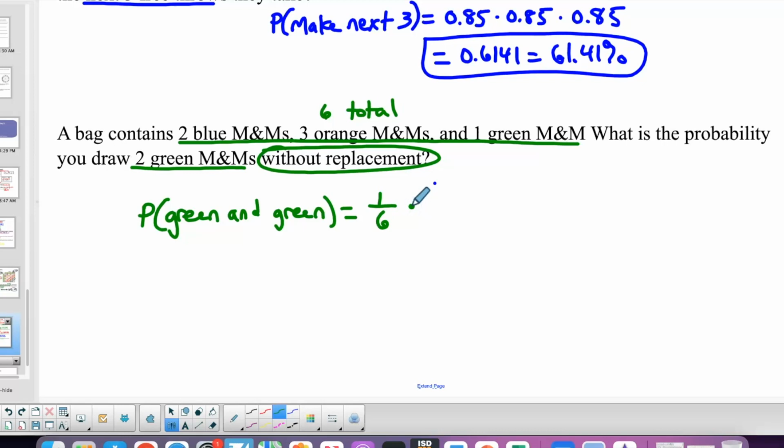But if this one says, like it does, no replacement, that means first off, I only have 5 M&Ms left, but 0 of them are green. If it was a with replacement problem, we could do this. But if we're not putting the M&M back first, well, this is just not going to happen. Anything times 0 is just going to be 0. This can't happen. There's not 2 green M&Ms, so I can't get 2 green M&Ms back to back unless I'm replacing.